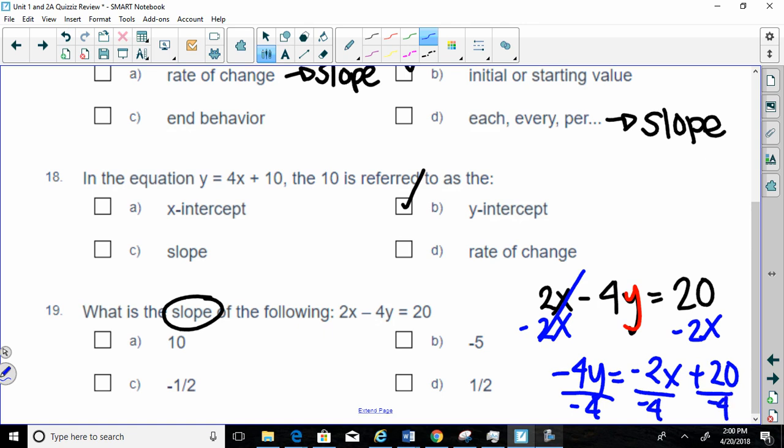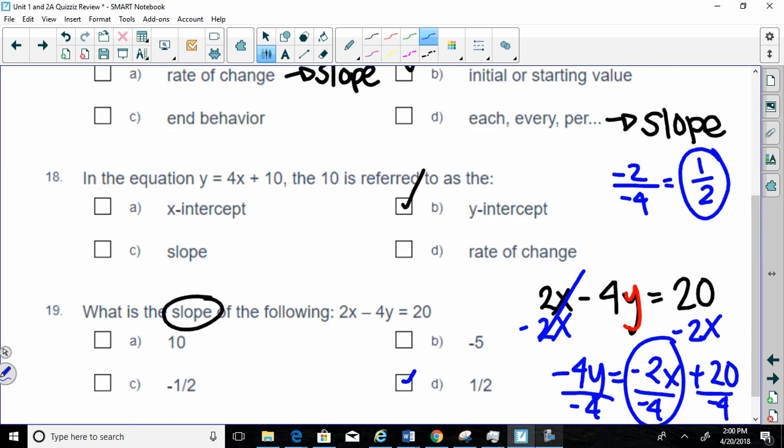And so you end up getting your slope, I'm going to put that up here, negative 2 over negative 4. What does that reduce to? 1/2. Because negative over negative just makes it positive, and this fraction reduces to 1/2. And then your y-intercept would be negative 5.